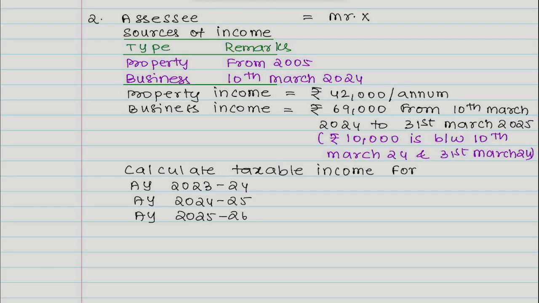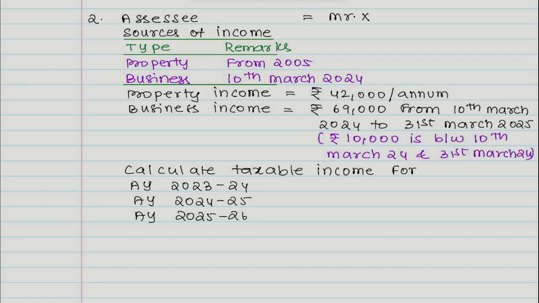Next, 24-25. When did my new source come into existence? See there and tell. 10th March 2024. This is which financial year? Which previous year? 23-24 or 24-25? 23-24 previous year. Correct? When did my source of income start? For that business income, what is my previous year?